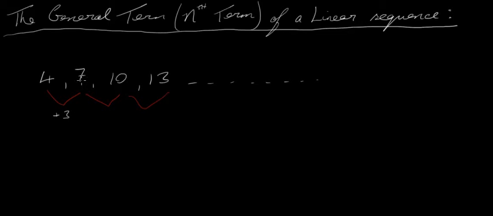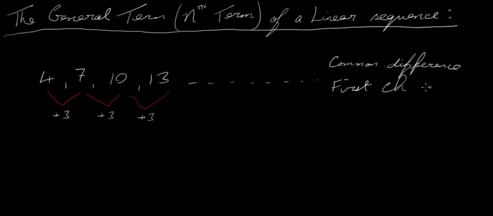So 4 plus 3 will give me 7, 7 plus 3 will give me 10, and 10 plus 3 will give me 13. Now this plus 3 here, there are a few different names for it, but usually it's called the common difference. Sometimes it's called the first change, C-H-A-N-G-E, and sometimes it's called the first difference. So a few different names for the same thing, but it's basically what you have to add to each term to get the next term.